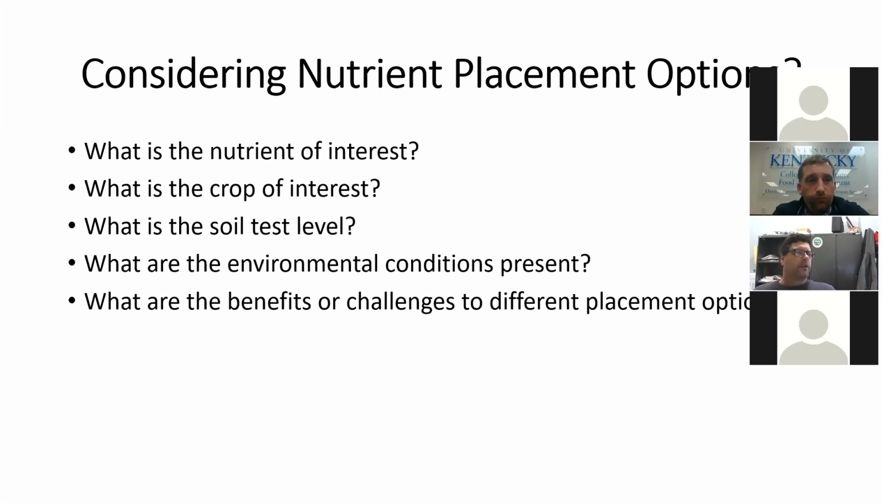is the nutrient you're looking at? What's the nutrient of interest? What crop are you looking at? What are your soil test levels? What are the environmental conditions present? And what would be the benefits or challenges to different placement options? And this comes into place whether you're looking at a starter or just band application of a nutrient.